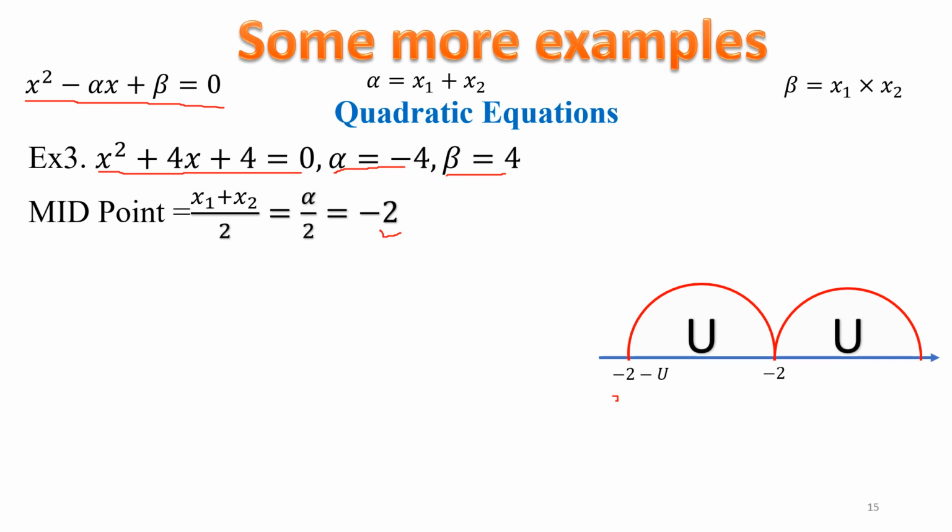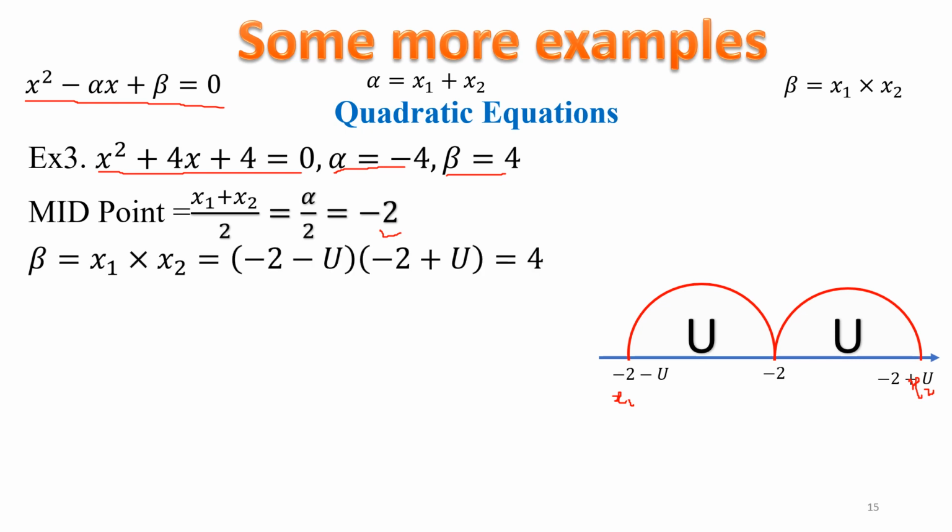So this is x1 root and this is x2 root. So minus 2 minus u, minus 2 plus u. So these are x1 and x2. Now we shall explore this equation beta is equal to x1 into x2. So minus 2 minus u into minus 2 plus u. This is equal to 4. Value of beta we are substituting 4.